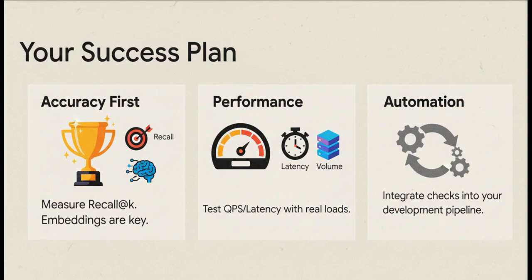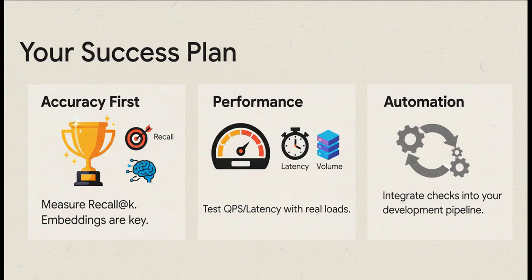So let's boil this all down to the 3 crucial takeaways from our journey today. First, put accuracy first. Measure your recall and never forget that the quality of your embeddings is the single most important factor. Second, test performance under a realistic load and find that sweet spot between speed and volume. And third, automate everything. Build these tests right into your workflow so you can catch problems before your users ever see them.